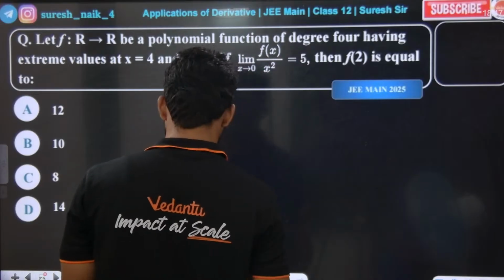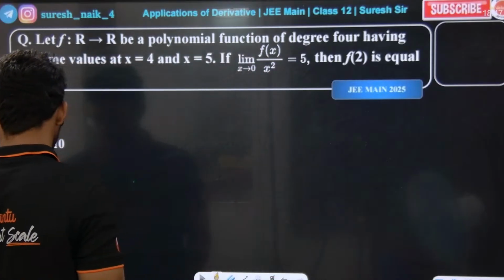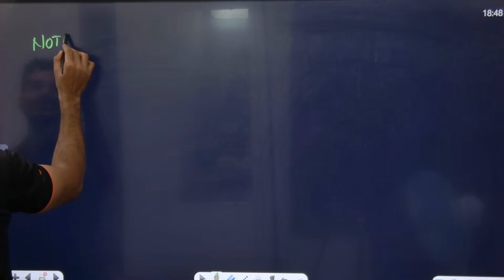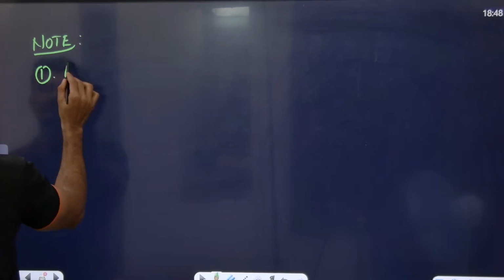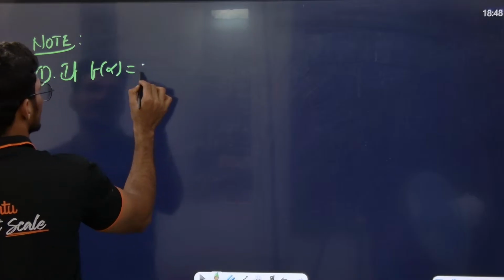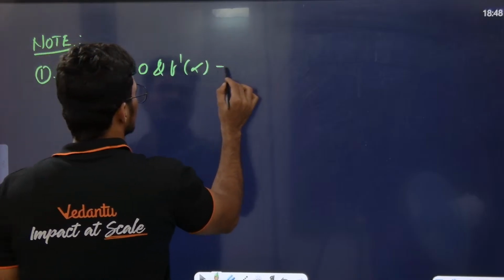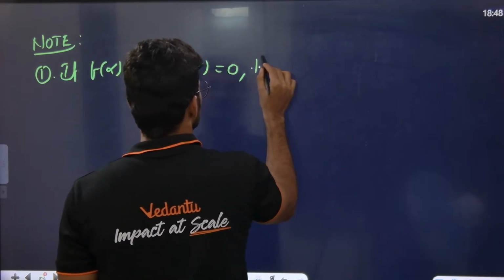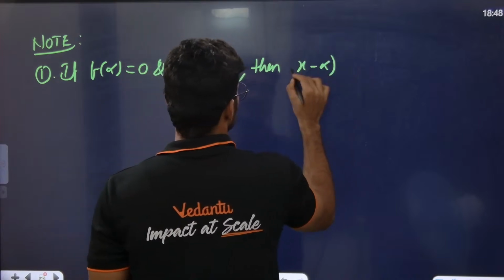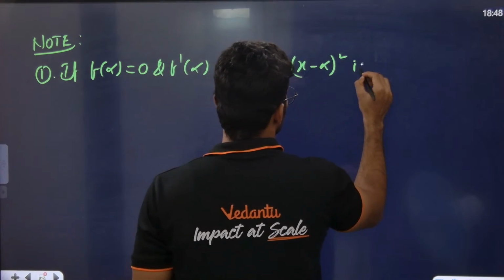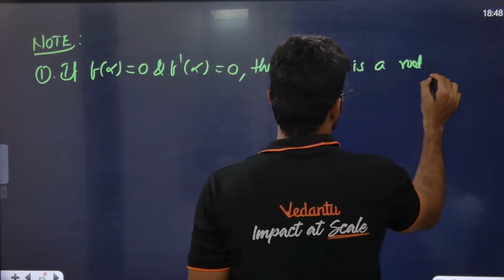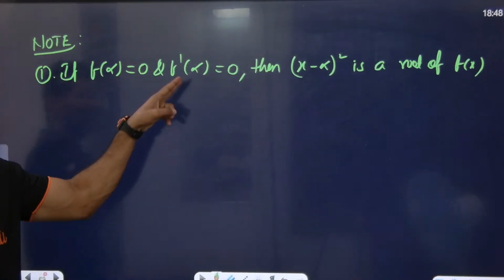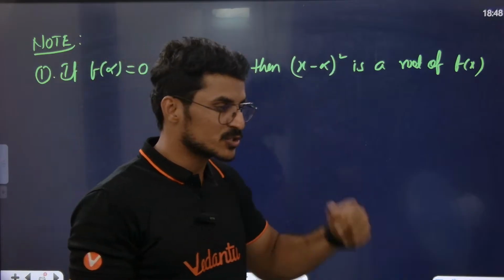How to do it? Before this, I'll give a note. Note: if f of alpha is 0 and f dash of alpha is also 0, then x minus alpha whole square will be a repeated root.